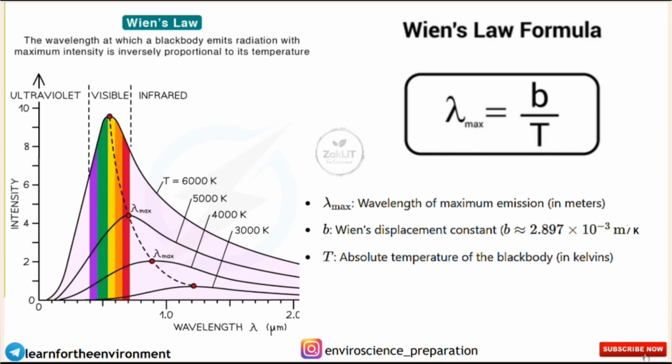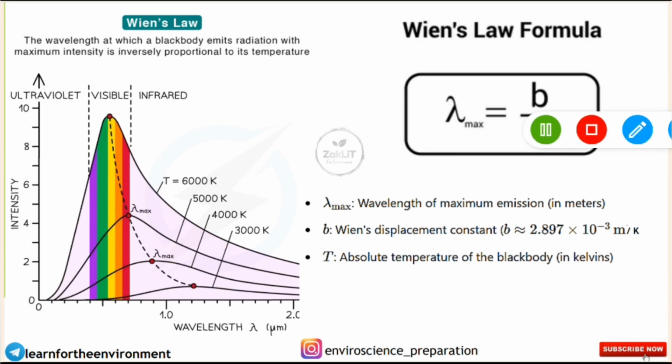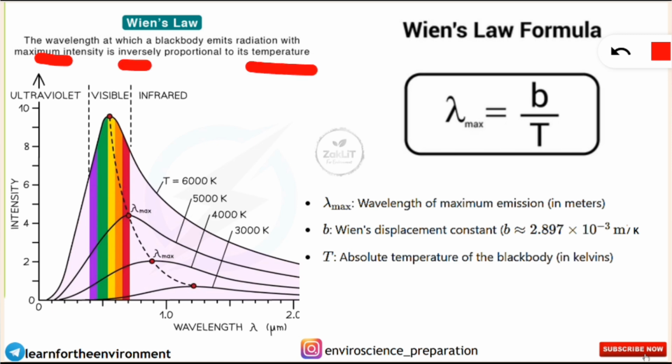Next thing which we will know in this video is Wien's law, also called Wien's displacement law. The definition is, as per Wien's law, the wavelength at which a black body emits radiation with maximum intensity is inversely proportional to its temperature. First of all, what is a black body? We all know a perfect black body is a body which absorbs all the light and reflects none. But in our universe, there is no such perfect black body existing. But we can say the sun is close to a perfect black body. I hope you have understood. So it is telling that the wavelength at which a black body emits radiation with maximum intensity is inversely proportional to the temperature of the black body.